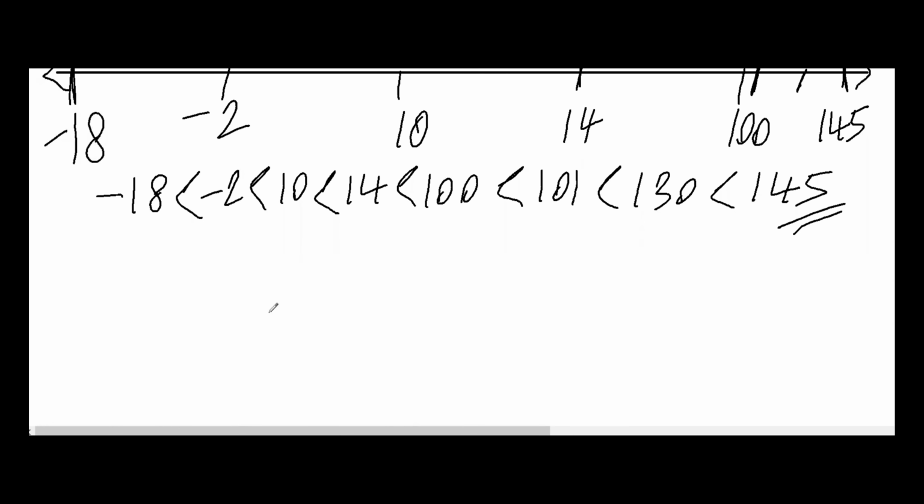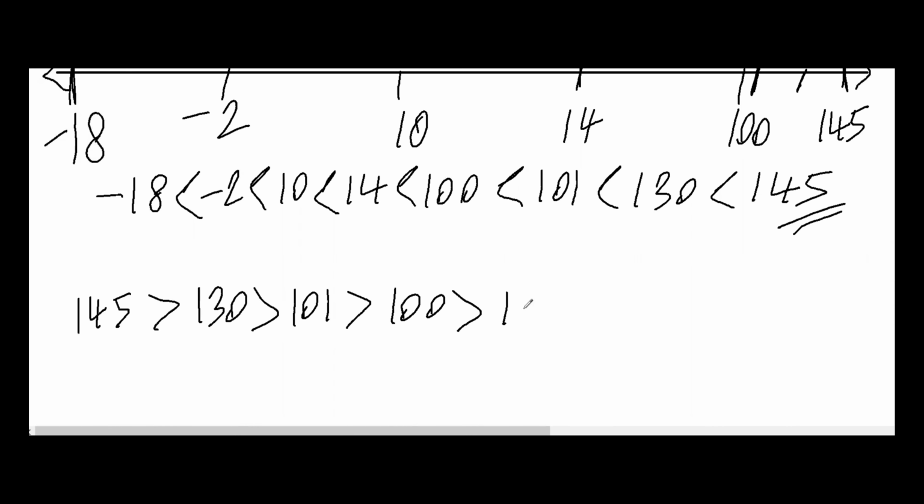Now descending order will be what? Exactly, reverse. It will be 145 greater than 130 greater than 101 greater than 100 greater than 14 greater than 10 greater than -2 and greater than -18. Correct. Okay.